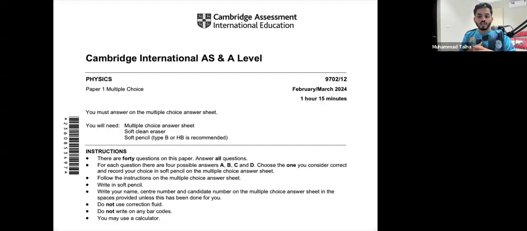In this session today, we are looking at a very recent paper. In fact, the most recent paper at the time of the making of this video, which is the March 24 paper. And that's a great paper for you to do on your own without any friends, without any distraction, just so that you know how solid your prep really is. So, let's get started here.